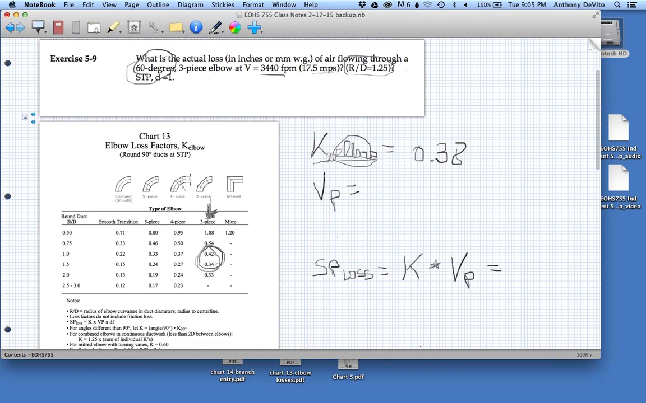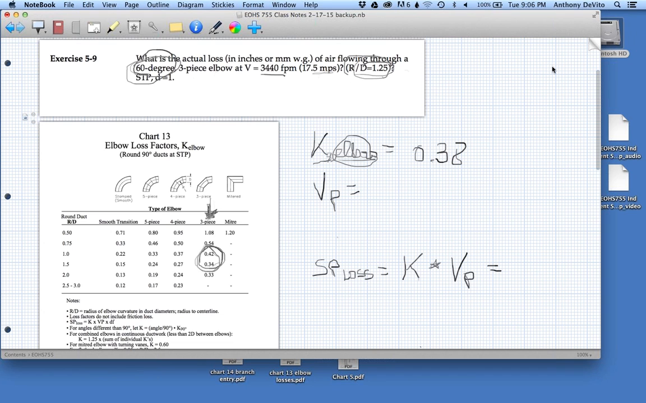0.38. So the first thing that I had to do in a real life problem was deal with the fact that I don't know what this is, right? That's the first thing I had to do, and look it up, 3-piece, and this is what it's going to be, 0.38. So the next thing I need, hang on, I've got more of a problem here. It's not a 90 degree, it's a 60 degree.